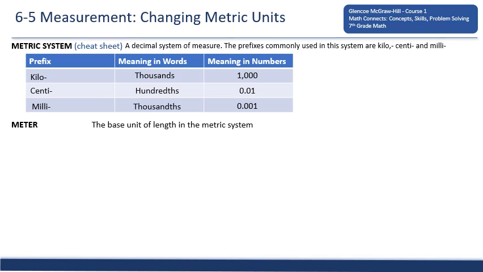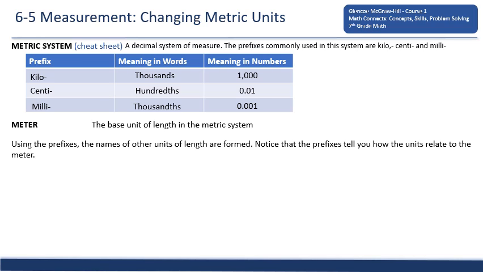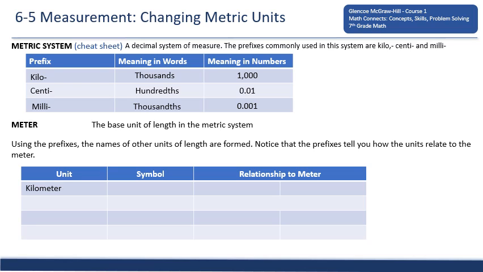A meter, the base unit of length in the metric system. Using the prefixes, the names of the other units of lengths are formed. Notice that the prefix tells you how the units relate to the meter. So kilometer, the symbol is km, and relationship to a meter, 1 kilometer is 1,000 meters. Notice above, kilo is 1,000. And 1 meter is 1,000ths of a kilometer.